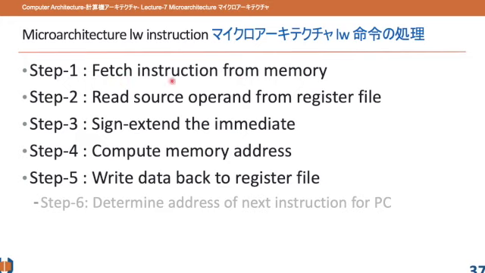First, fetch the instruction from the memory. Based on the instruction, we need to read the source operand from the register file. And we need to calculate the memory address. To do this, we need to sign-extend the immediate that is included in the instruction. We need to compute the memory address and write back to the register file. So these 5 are the basic steps and we will go through each of them.